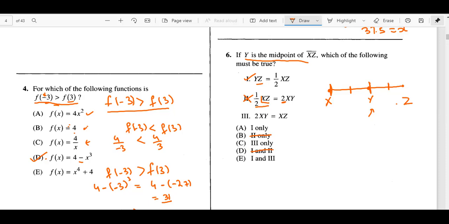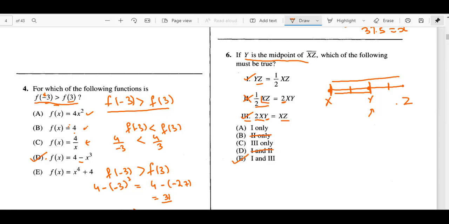Okay. Let's talk about the third one. In the third one, they're saying 2 into xy, like this distance is basically xy, and 2 times this distance would give you xz, which certainly is correct, because y is the midpoint. If I multiply 2 with xy, I will get xz. So 1 and 3 are correct. So 1 and 3 are the right options. Okay, so E is the answer.